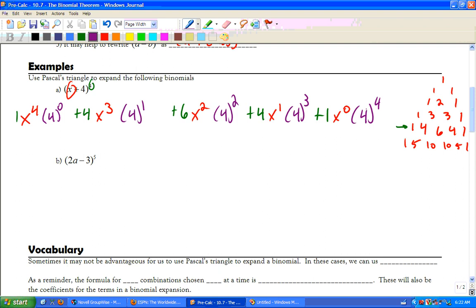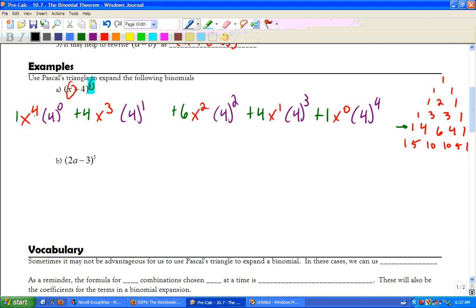What's kind of nice, if you add the exponents in any term, it should always come out to the same number, in this case whatever your n is. 4 and 0, 3 and 1, 2 and 2. Those always add up to 4. It's a nice little check, so if your exponents don't add up to 4, you've messed up somewhere along the way.